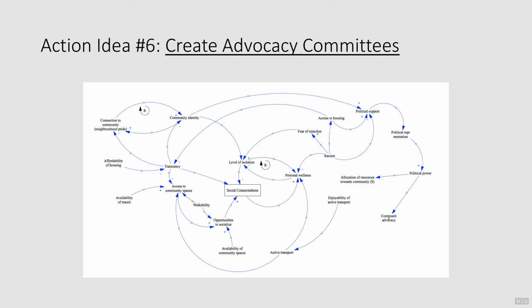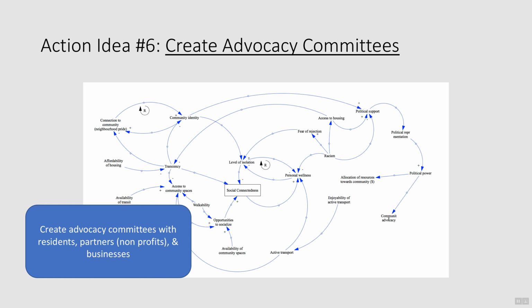Action idea number 6 was related to creating advocacy committees with residents, nonprofit partners, and businesses. This action idea was a leverage point that connected the variables political support, political representation, and political power. The participants suggested that by creating these advocacy groups, they could have more political power, which in turn would affect allocation of resources.